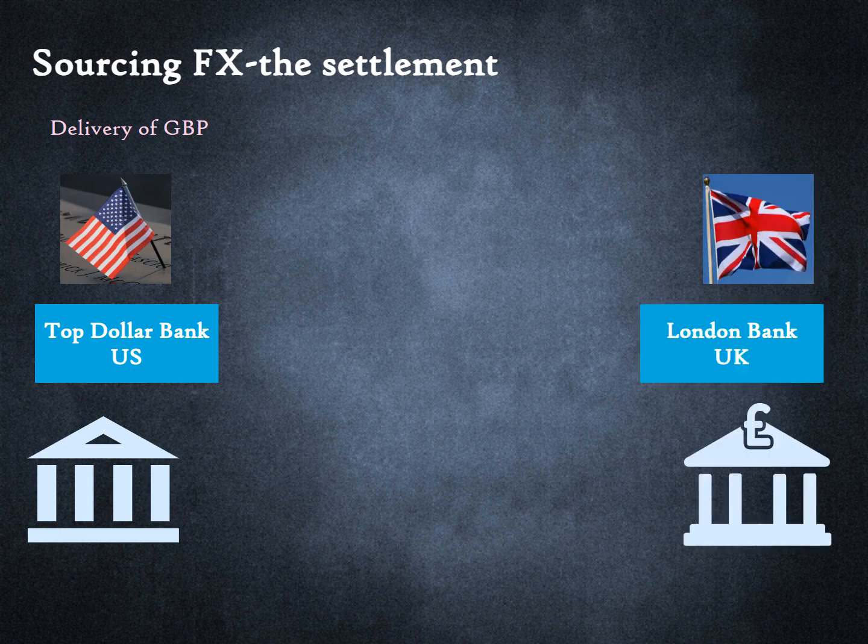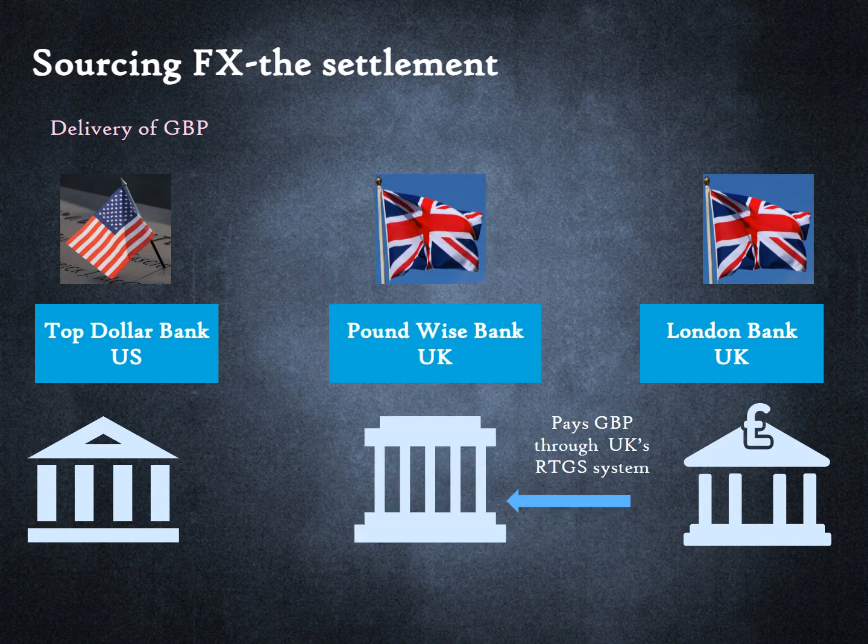However, they don't have a correspondent relationship with each other. So, London Bank wires GBP to Poundwise Bank using UK's RTGS system. Poundwise Bank credits Top Dollar Bank's Nostro account and sends it a SWIFT message informing the same. What happens to the delivery of USD?